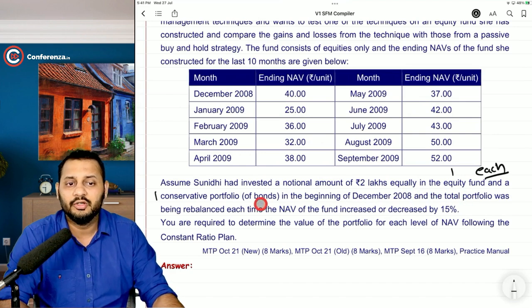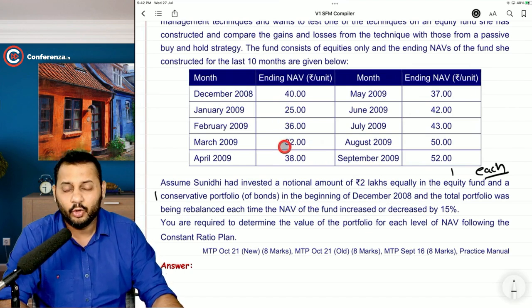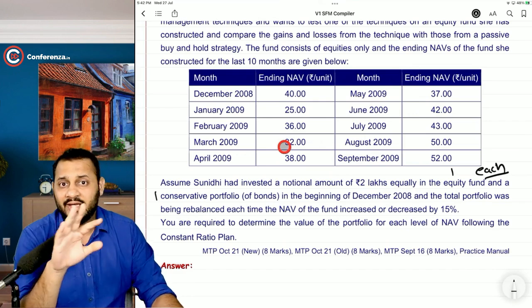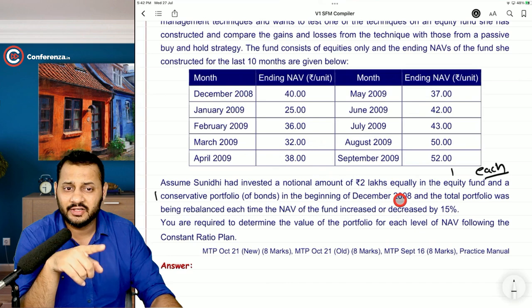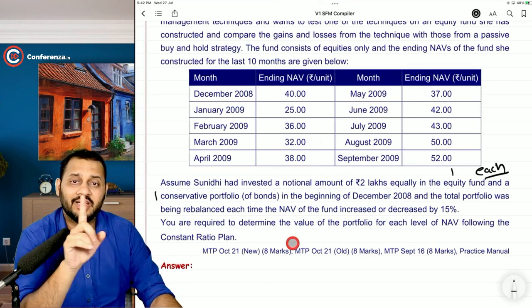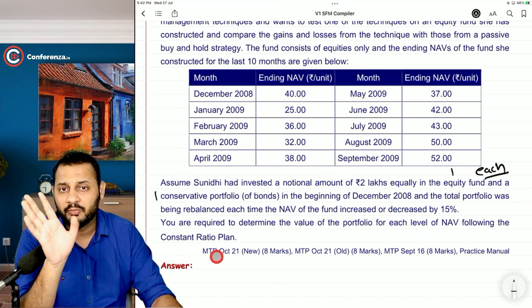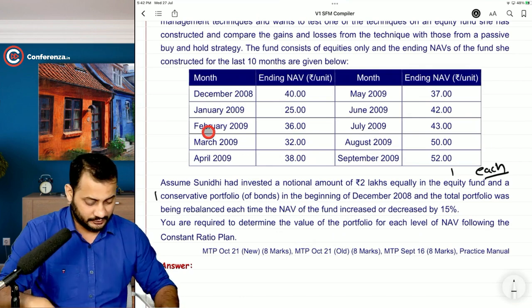And that the total portfolio was being rebalanced each time the NAV of the fund increased or decreased by 15%. See, whenever the NAV is increasing or decreasing by 15%, only then you are rebalancing. This is the condition. Otherwise, you will not do anything. Okay. You are required to determine the value of the portfolio, not just the equity, not just the bond, but the value of the entire portfolio for each level of NAV following the constant ratio plan. You just have to follow the constant ratio plan and tell us what is the value of the portfolio every time.